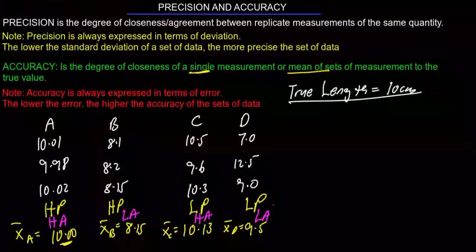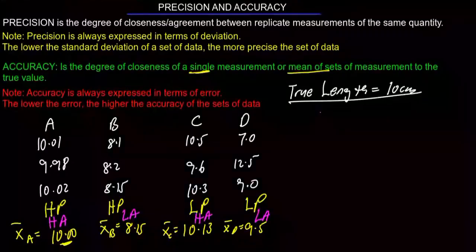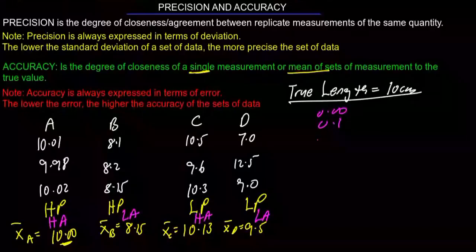So 0.5 is far. So you can see this one that has high accuracy. Look at it. This is 0 points away from the true value, while the second one that has high accuracy is what? 0.1 away from the true value. So A and C are accurate. So what can we deduce?